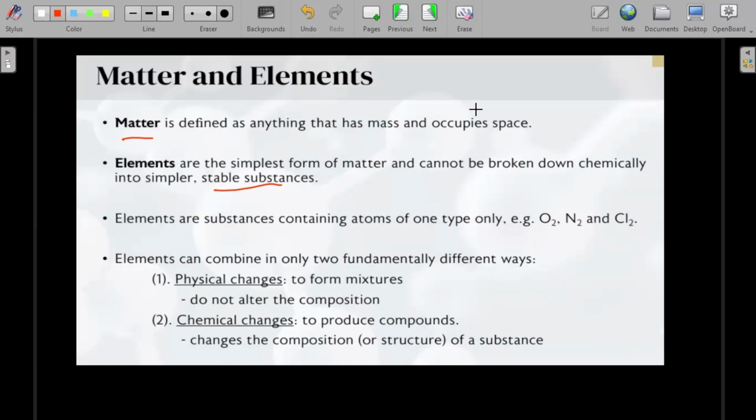Now, if we get these elements and put them together, we form what we call molecules. These elements have a small basic unit in them, and that basic unit is called an atom. We can combine these elements physically to form mixtures. Then we can combine these elements chemically to form compounds.